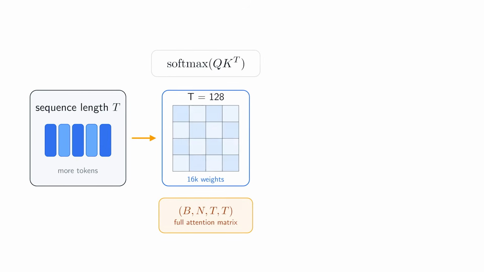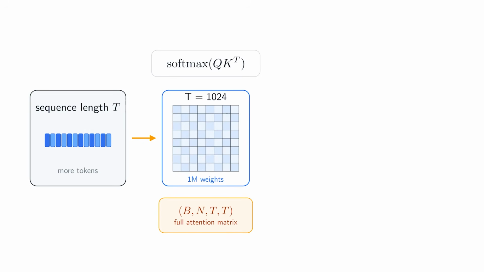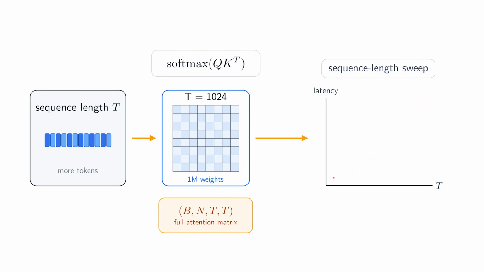In the notebook, the naive pass materializes the full attention matrix. That matrix grows with sequence length squared. So the sequence length sweep is where we see dramatic changes on the latency curve.